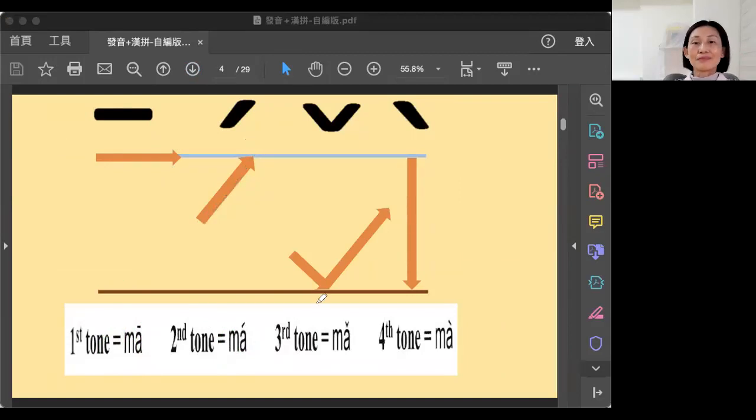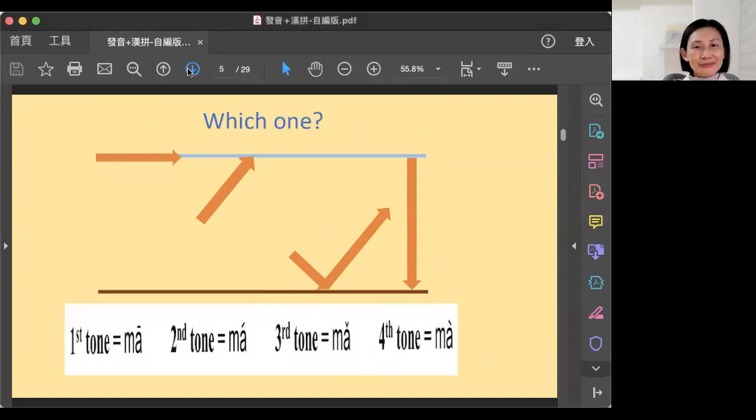And do you remember this? Yes, it's mǎ. Yes, very good. And do you remember this? Yes, it's mà. Great, great. Yes, very good. Now let's try this.